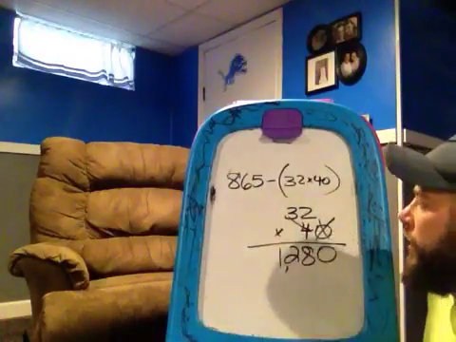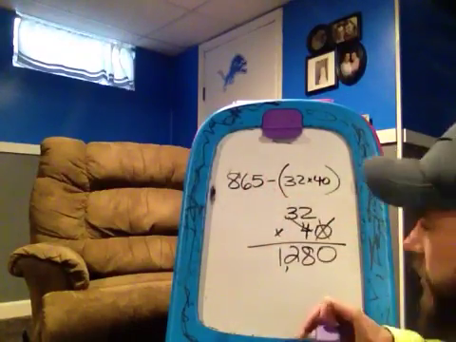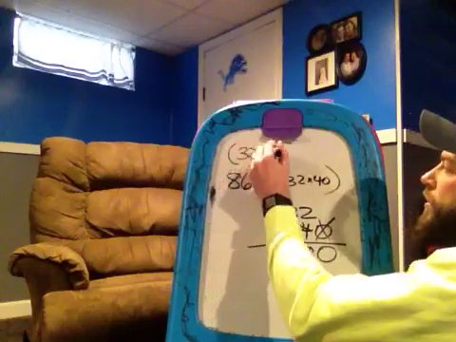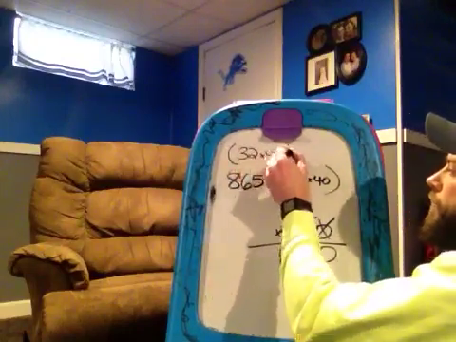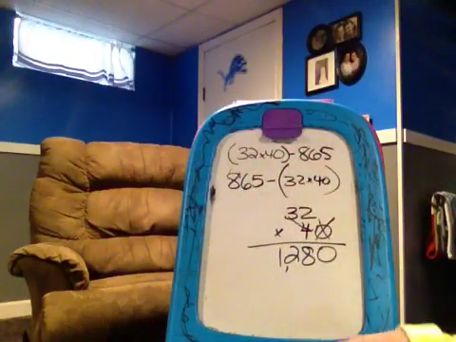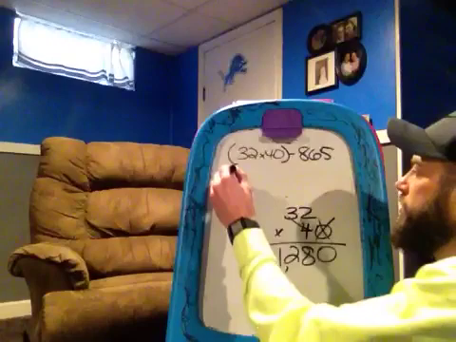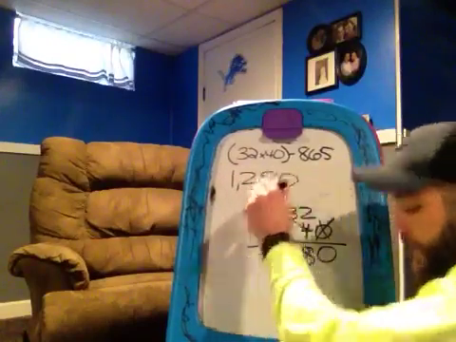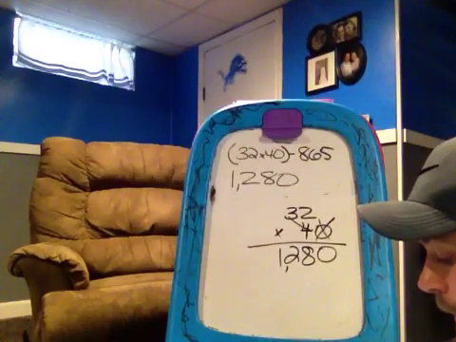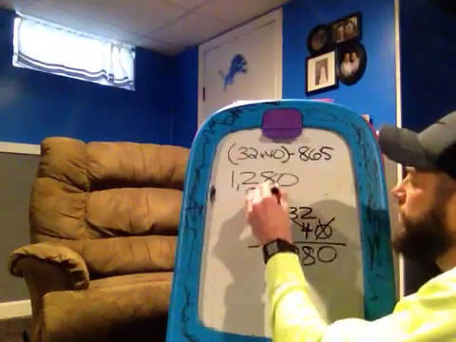So I wrote that incorrectly. Since there are more of these trees than those trees, order matters in subtraction. You should have written 32 times 40 minus 865. So you get your answer here, which is 1,280. You get rid of that. So you have 1,280, and we have the amber sweet trees. We have 865.